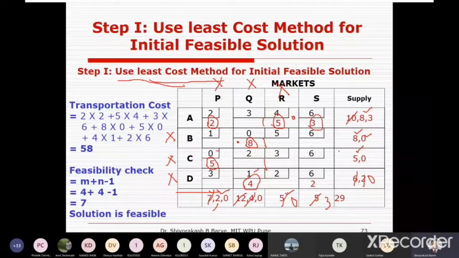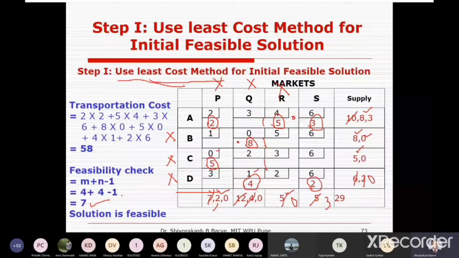Now we want to check feasibility. Here m plus n minus 1, where the number of rows is 4 and the number of columns is 4, minus 1, is equal to 7. So check allocations: 1, 2, 3, 4, 5, 6 and one more allocation, 7. So here we have 7 allocations, which means this is a feasible solution.